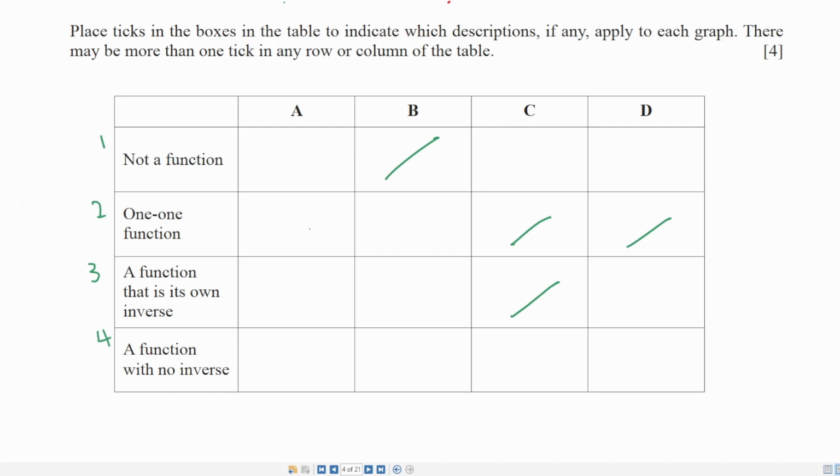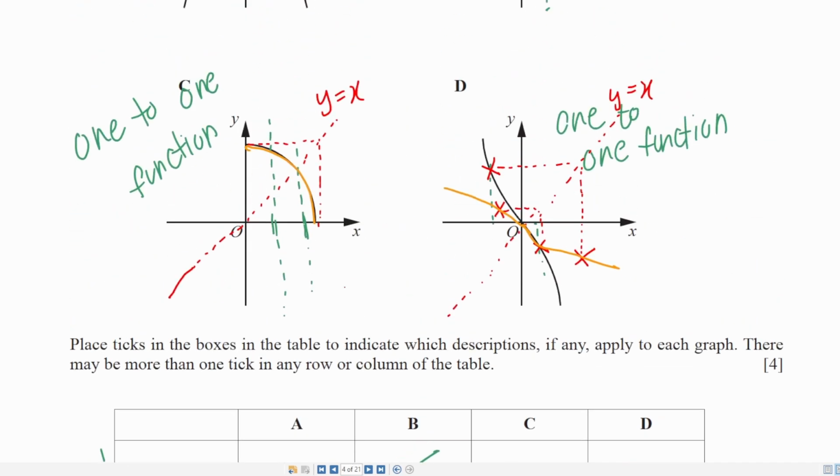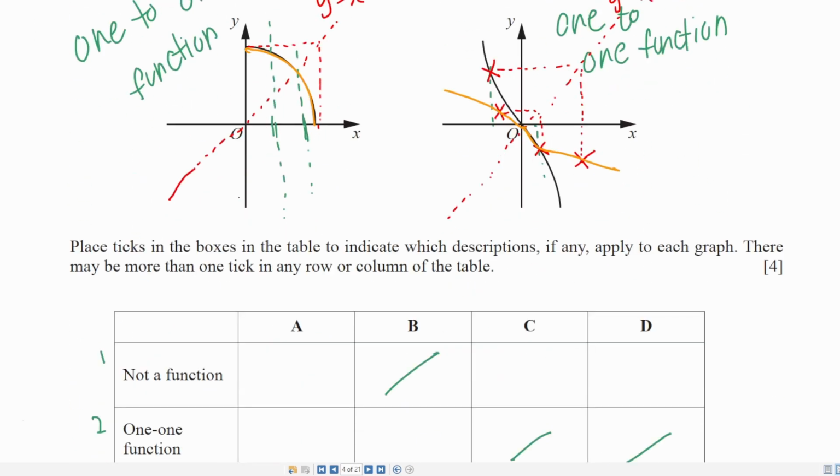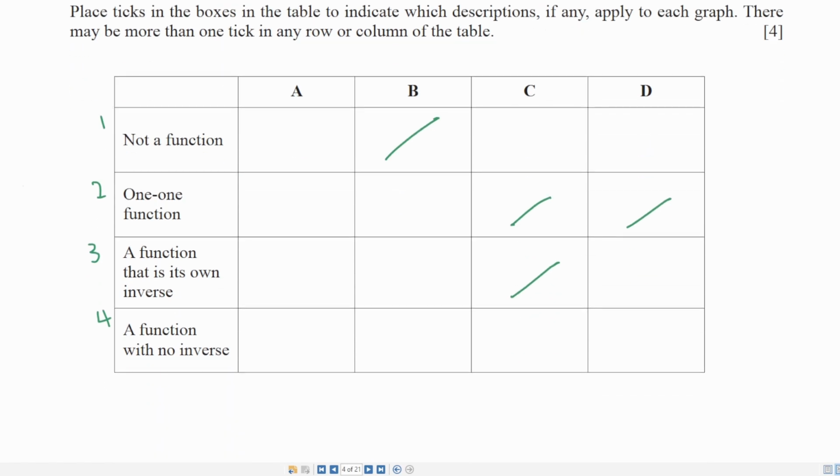Now, our fourth criteria states a function with no inverse. So which function has no inverse? Well, first of all, it cannot be B because B is just not a function, and the question is asking us for functions, right? And only one-to-one functions can have an inverse function, so we know that since A is not a one-to-one function, it is not able to have an inverse. So the answer is simply A. This is your final answer.